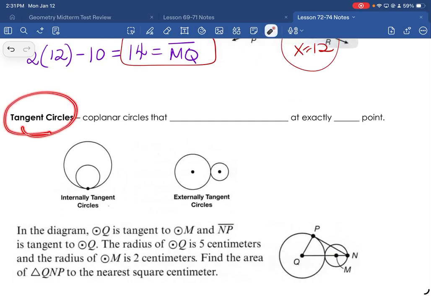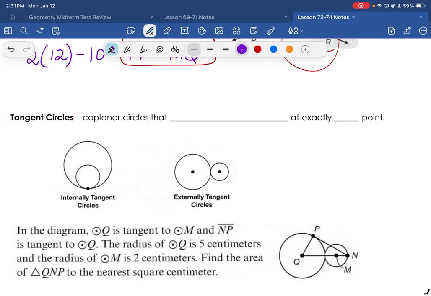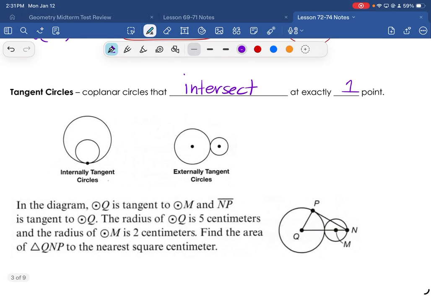Right here, tangent circles. Tangent circles are coplanar circles that intersect at exactly one point. So that would be right here and right here. Do you see how the two circles touch at one point? Over here we have internally tangent circles, and over here we have externally tangent circles.